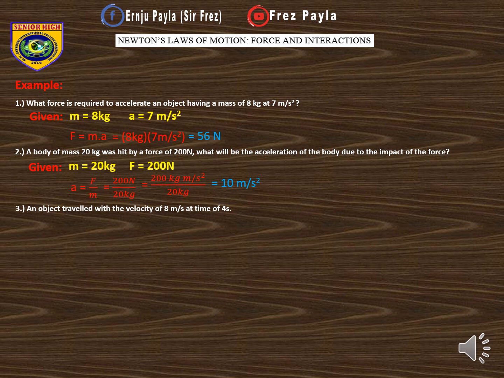Number 3. An object traveled with a velocity of 8 meter per second at a time of 4 seconds. Calculate the acceleration. Given v is 8 meter per second and time is 4 seconds. That is acceleration, v over t. When v is 8 meter per second, divided by time, 4 seconds. So the result is 2 meter per second squared.